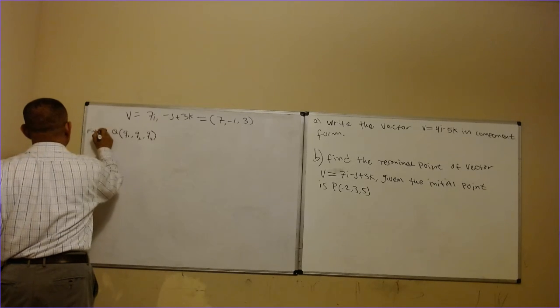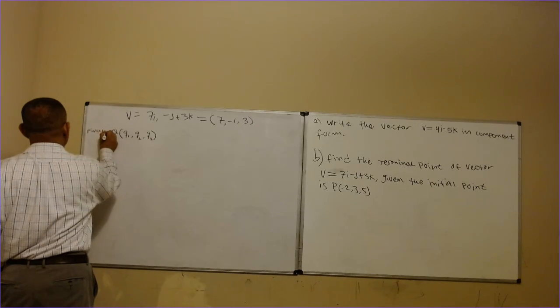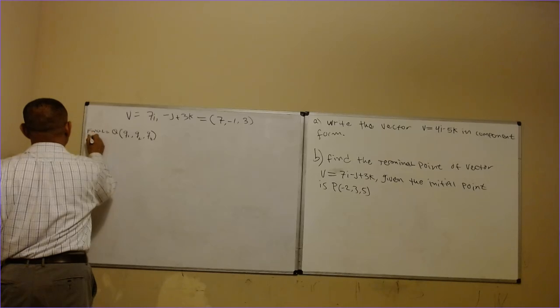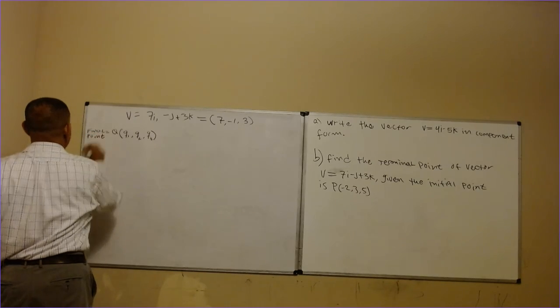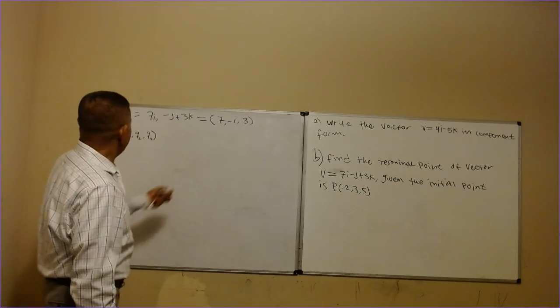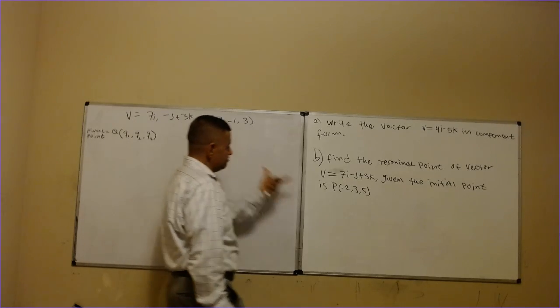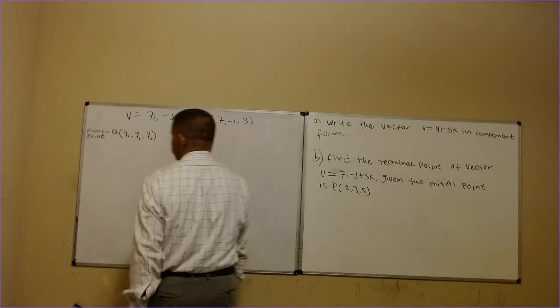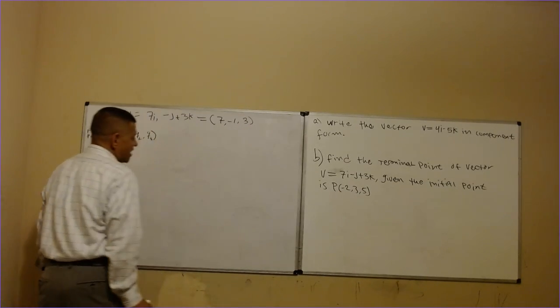So final point. Right? This is my vector and this is my initial point, right? Okay, so what I will do is the following.